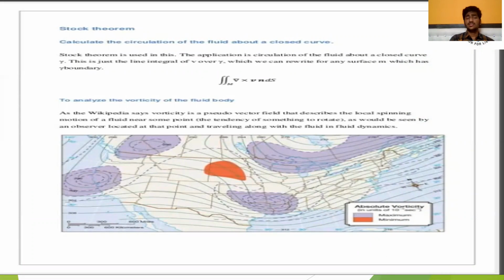As Wikipedia says, vorticity is a pseudo-vector field that describes the local spinning motion of a fluid near some point, or the tendency of something to rotate, as would be seen by an observer located at the point and traveling along with the fluid in fluid dynamics. Here we can see in this picture absolute vorticity. The orange indicates minimum and the purple indicates maximum.